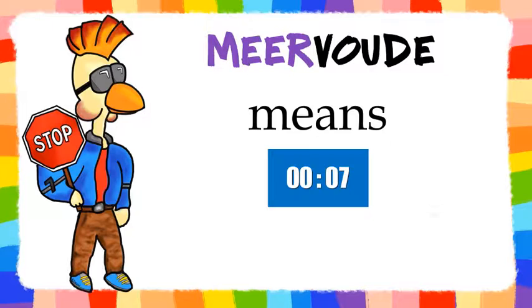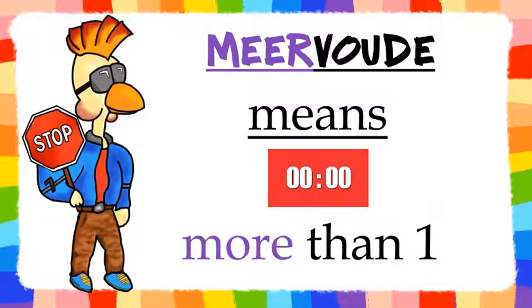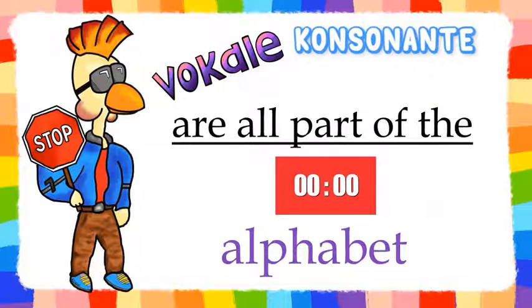Let's stop for a moment and recap. Please finish the sentence for me. Meervoude means more than one. Finish this sentence for me. Vokale, consonante, and the diphthong are all part of the alphabet.